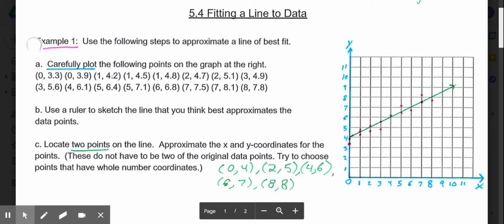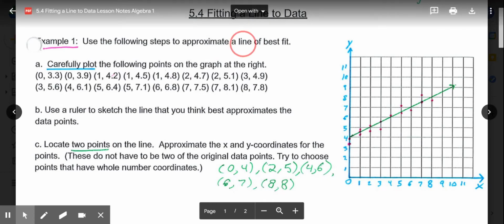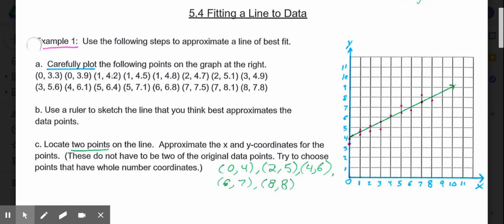So what we end up doing is we create what is known as a line of best fit. A line of best fit is a line that splits a scatter plot approximately in half or averages, to the best of your ability, the different data points. So how do we create a line of best fit?